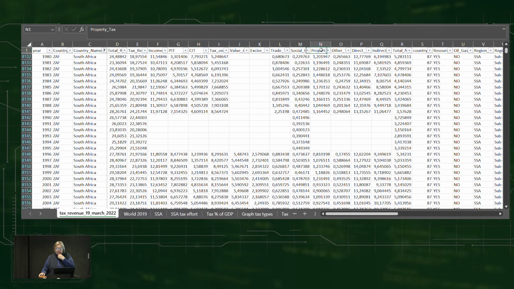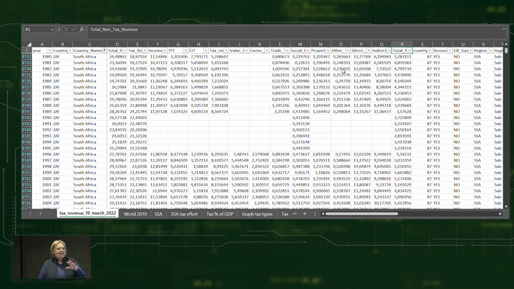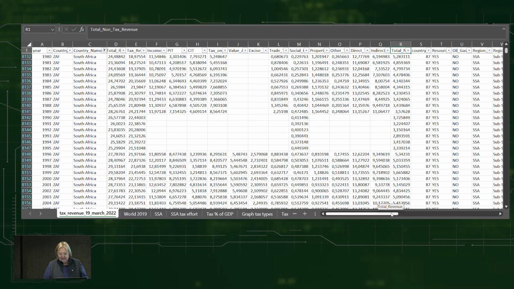Then social contributions and property tax. So they even have tax on a local government level or a provincial level, and other taxes. And then they've also split it between direct and indirect taxes and total non-tax revenue. Tell me, did you know that the World Bank has got so much data on your country? And then every day you tell me, yeah, I can't find my data. So somebody must be compiling this database for the World Bank.